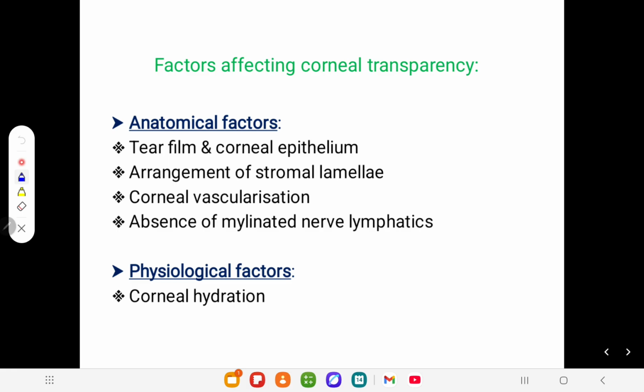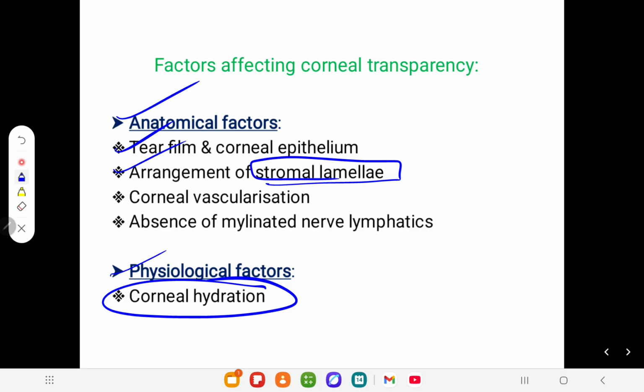The factors affecting corneal transparency are anatomical factors and physiological factors. For the physiological factor, we talk about corneal hydration, but for the anatomical factors we talk about basically the tear film, the corneal epithelium, and the arrangement of the stromal lamellae.